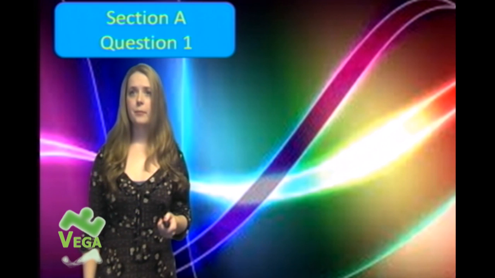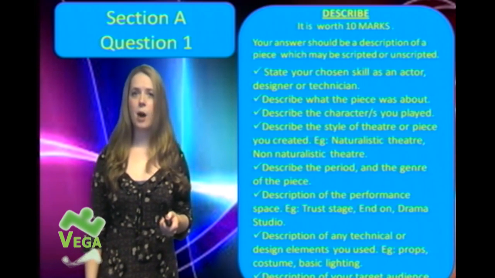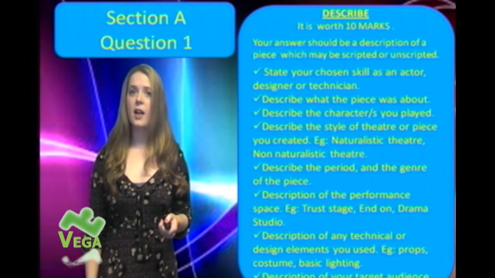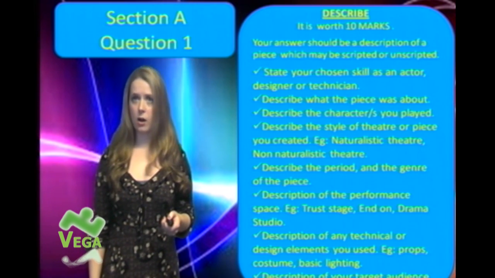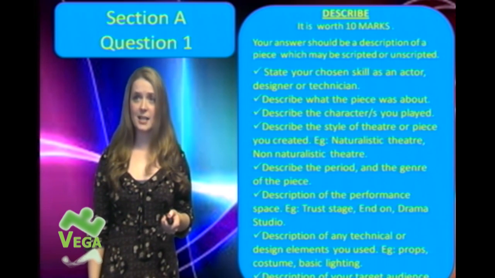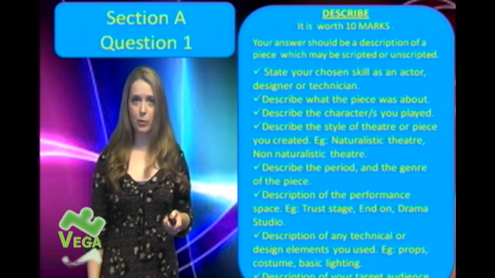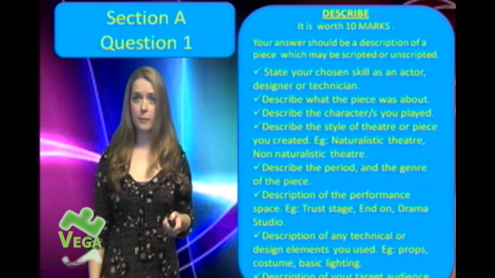Question 1, section A. Describe. This is worth 10 marks. If you've got 10 minutes for this question, that is approximately 1 minute a mark. Your answer should be a description of the piece, which may be scripted or unscripted. For example, you could focus on your TIE work. You could focus on your Romeo and Juliet production that you did. You must state your chosen skill as either an actor, a designer or a technician.